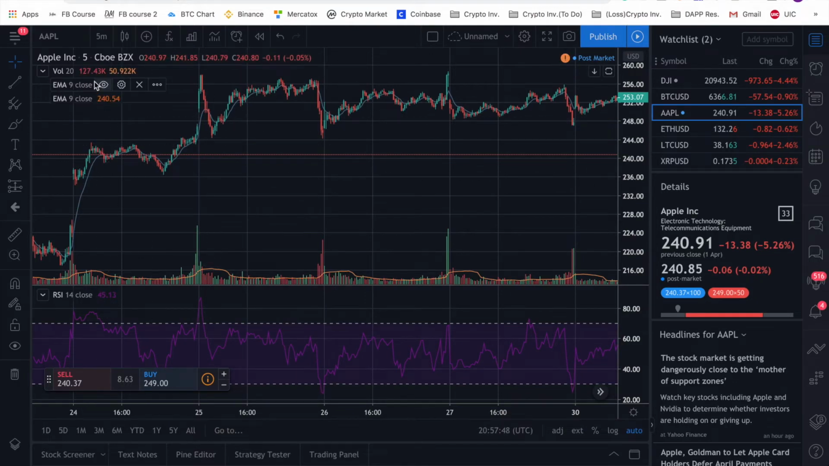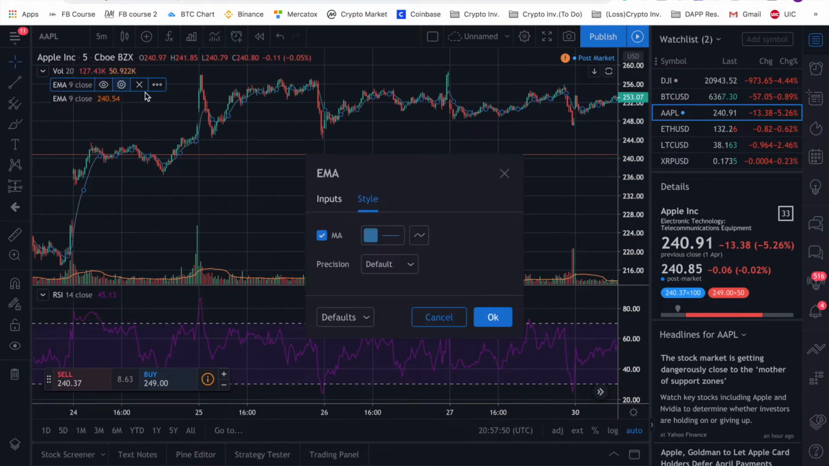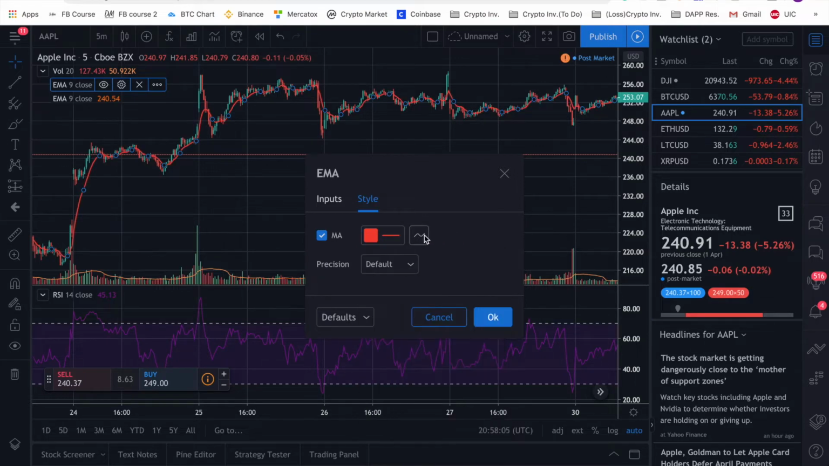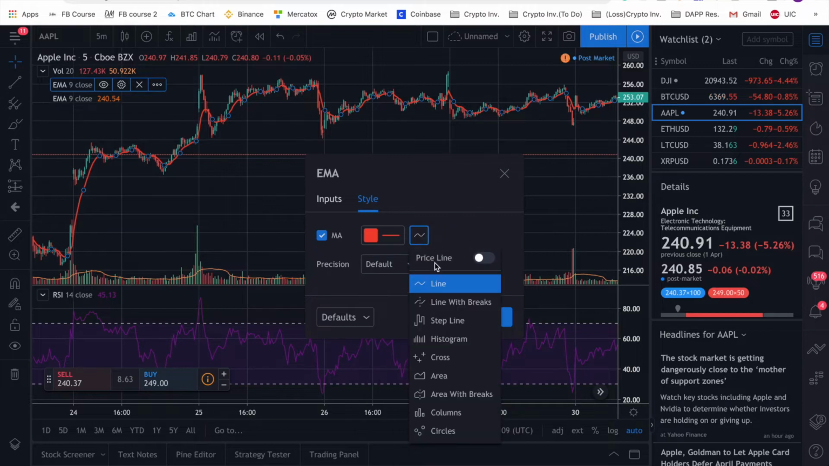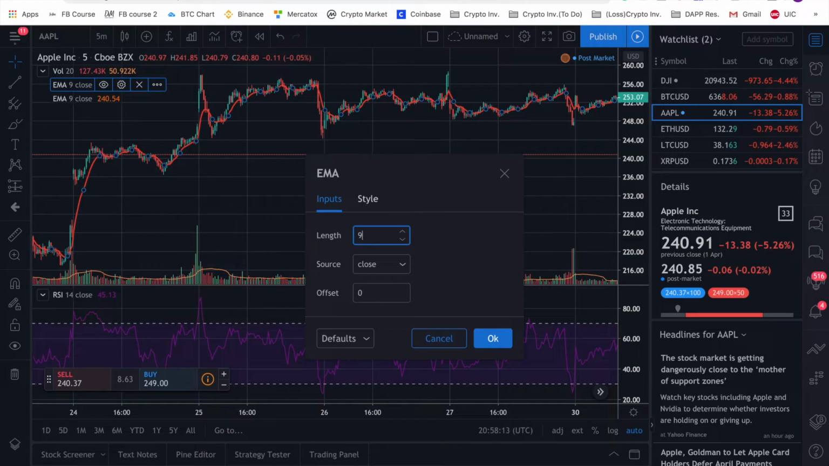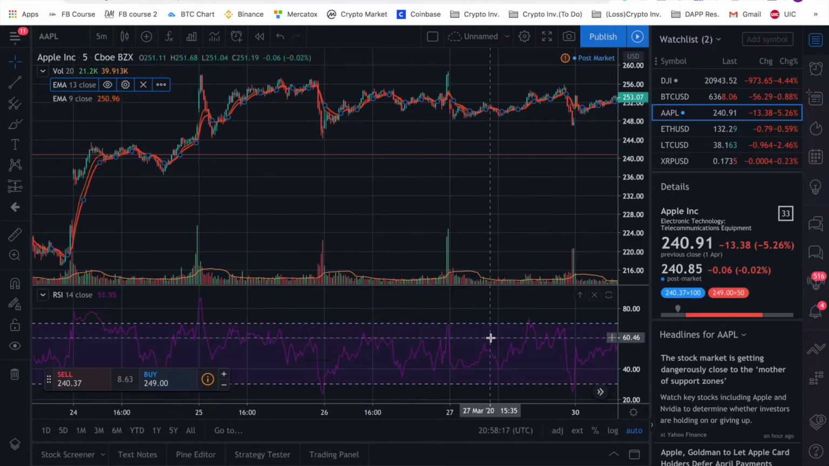So once we have those two set, for the first one, we're going to go into settings. What I like to do is, because what we use this for is to look at when a stock is either oversold or overbought, for the top line, I like to keep it red to indicate, okay, this is overbought, so we should try getting out of it. We're going to make this a line, make the thickness, and then we're going to go to inputs and change this to 13, and we're going to hit OK.